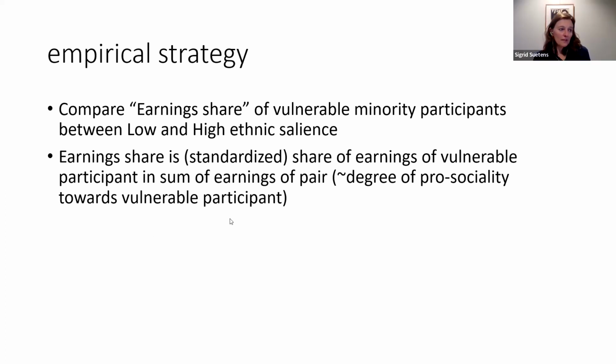So the empirical strategy: we're going to define one variable that is comparable across the 3 experiments, and that's basically the earnings share of the vulnerable minority participants. It is the standardized share of earnings of that participant in the sum of earnings of the pair. You can see that as a proxy for the degree of pro-sociality towards the vulnerable participants, okay?